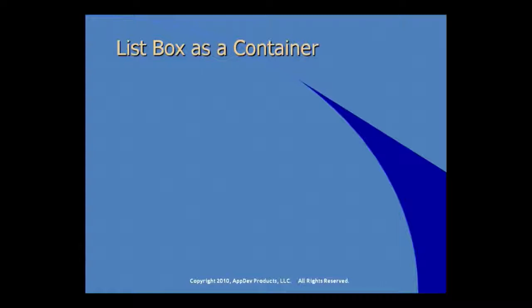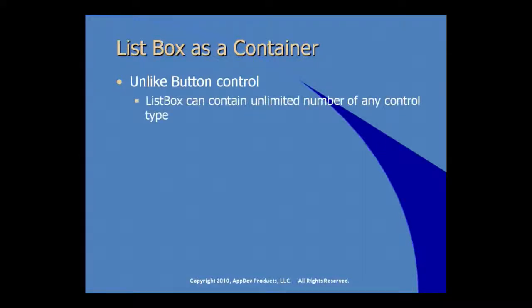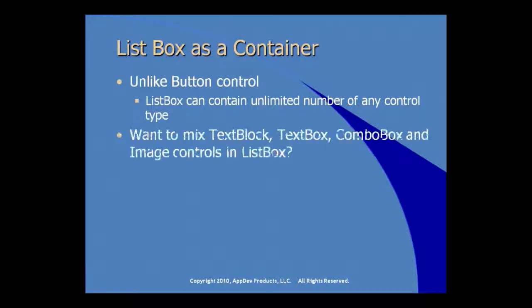Just as you can use a button as a container, you can use a list box as a container. But unlike the button control, a list box can contain an unlimited number of any other control type. If you want to mix text block, text box, combo box, and image controls in a scrolling list box, no problem. You can do it. In this example, we'll look at placing various types of items into a list box.